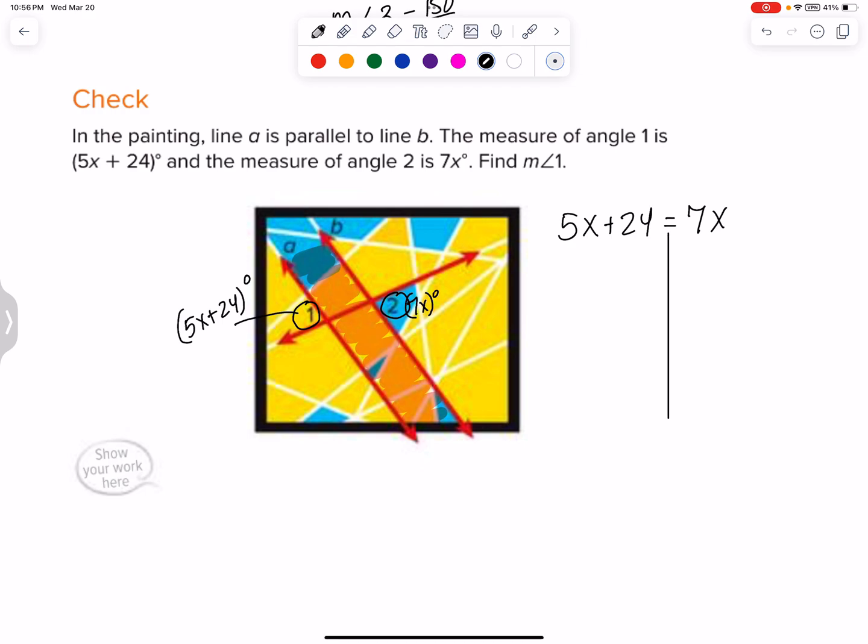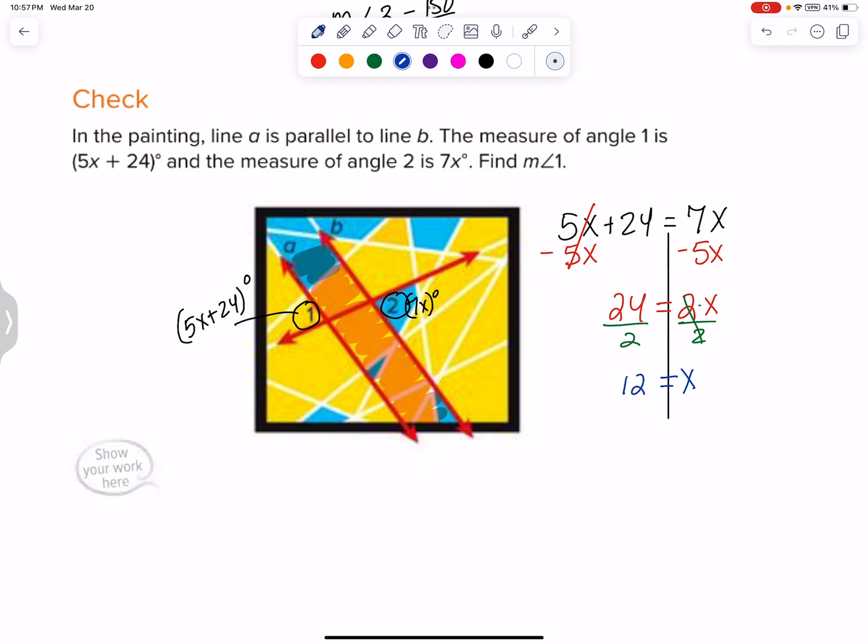Okay, let's go ahead and start moving some things around. In this case, we don't want to subtract 24 from both sides. That's sort of a waste of time. Remember, we want to get x's all onto one side. So let's go ahead and subtract 5x to move it over there, and we have 24 equals 2x. Then we can separate the 2 from x by dividing both sides by 2. We're left with x equals 24 divided by 2, which is 12.